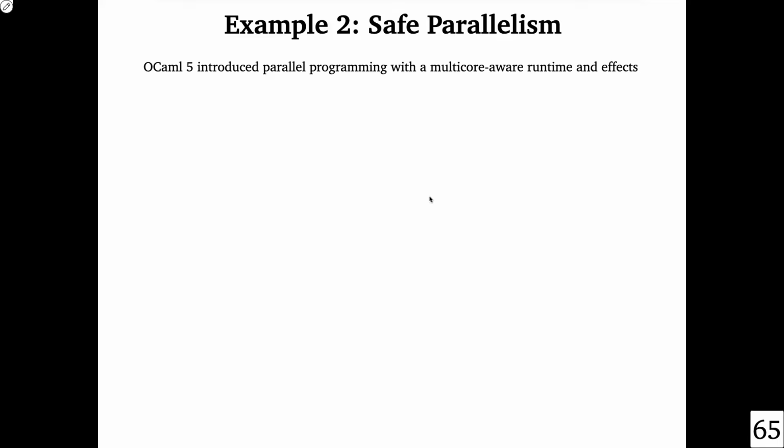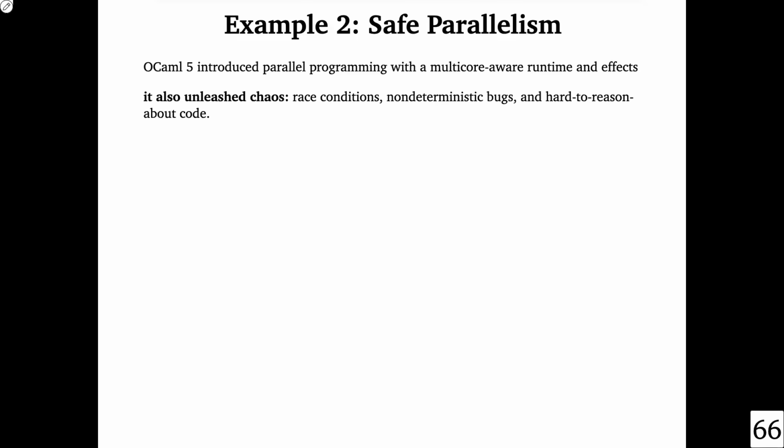All right, so OCaml 5 is incredible. There's a lot of people here that worked on it, and it introduced true parallel programming with a multi-core aware runtime and effects. But it also unleashed chaos, right? My life is now hell because I have these race conditions and non-deterministic bugs and all this hard to reason about code. So it's good, but it's also bad. And we want to tame all of these bad things here.